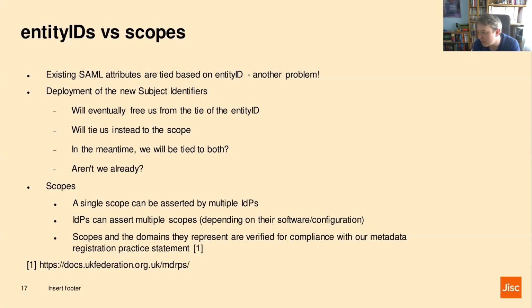Scopes, a single scope can be asserted by multiple IDPs, and that can already be done with eduPersonPrincipalName, but now that will be possible with the new SAML pairwise ID and the subject identifier, both of those will be scoped. So you could in theory release the same values from multiple IDPs. IDPs can assert multiple scopes, depending on their software and configuration. So it's doable easily within a Shibboleth IDP. Scopes and the domains they represent are verified for compliance with our metadata registration practice statement. So if you're registering those within the UK Federation, then we are checking them to make sure that they are owned by the relevant organisation, or that if they're not, that organisation has the right to use them.